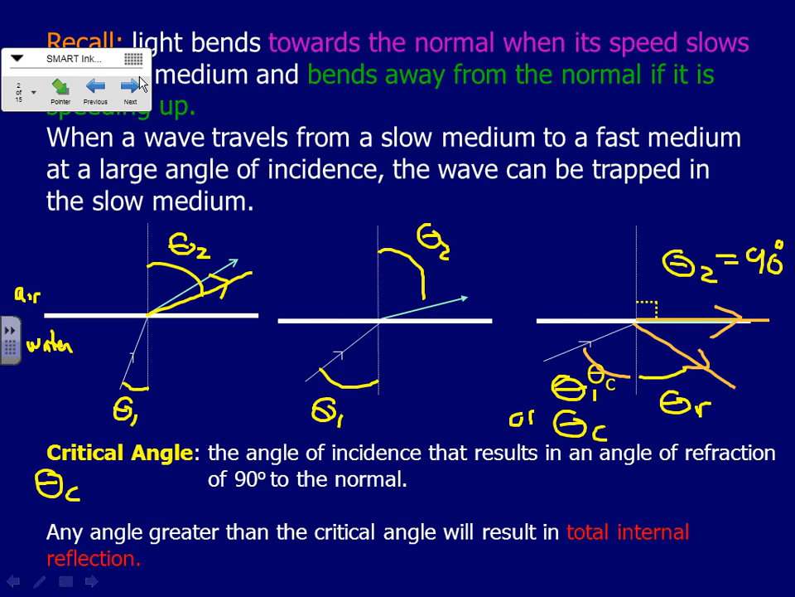Any angle greater than the critical angle will result in total internal reflection. And as a short form, you've probably noticed on my little board, TIR stands for total internal reflection. I've got it over there and I've got it over here. Yours is covered up. And now the T is gone because of my paper. This pen doesn't work. Anyway.